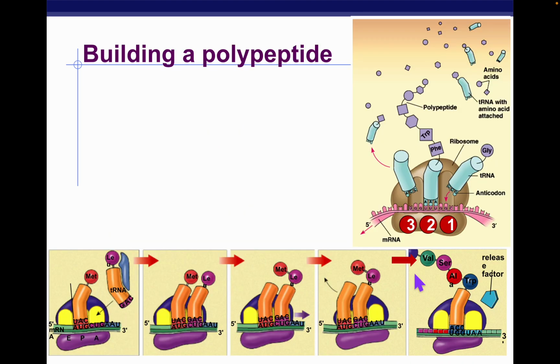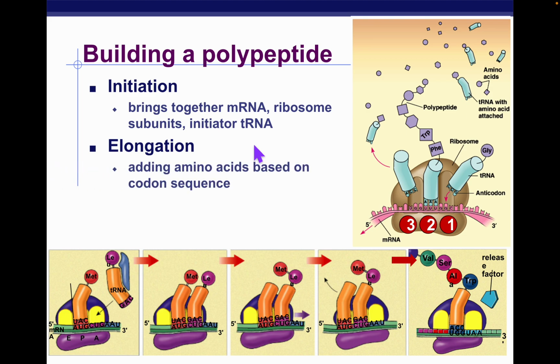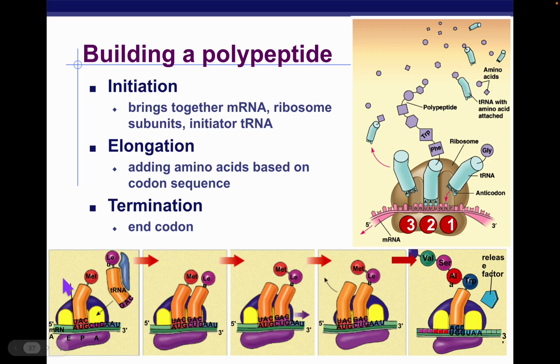Okay, so let's talk about building the polypeptide. We have initiation, where it brings together the mRNA, the ribosome subunits, and the initiator tRNA. Then we have elongation, and that's adding amino acids based on the codon sequence. And then termination, which is our end codon or our stop codon. Sorry, I went way too fast there. So we take a look right here, okay?